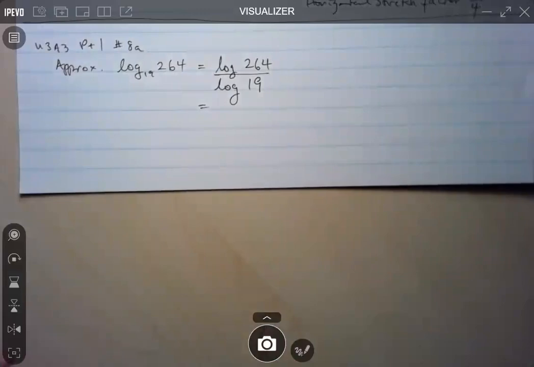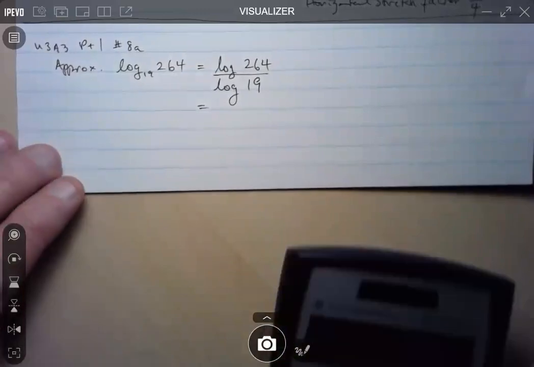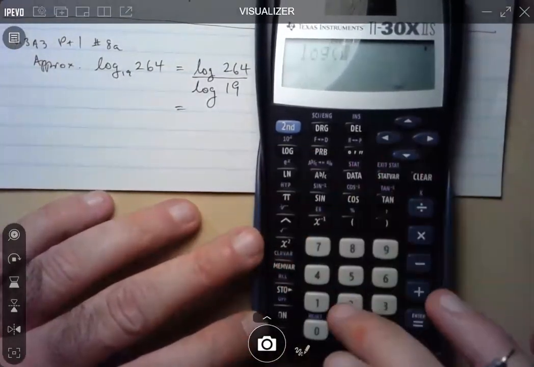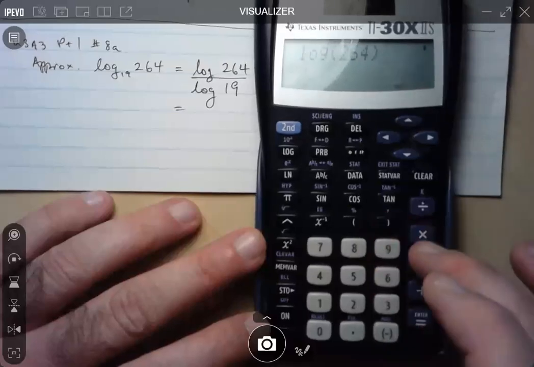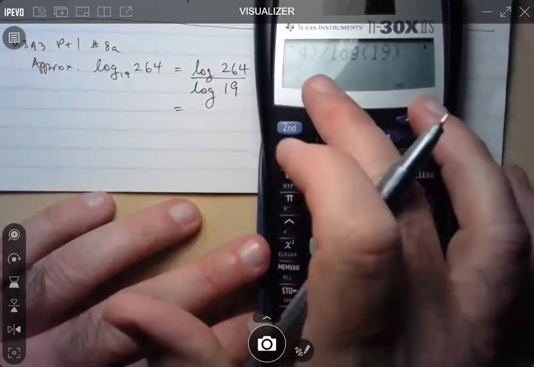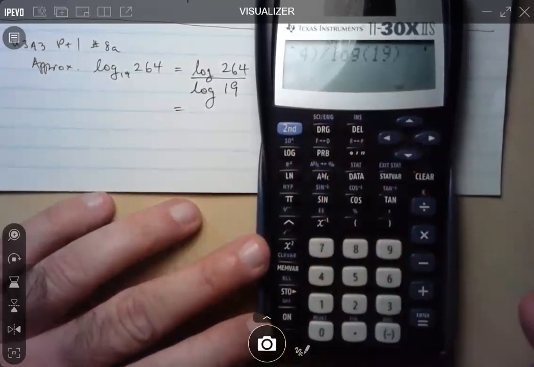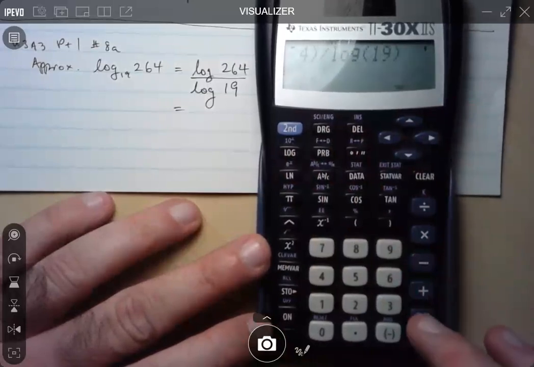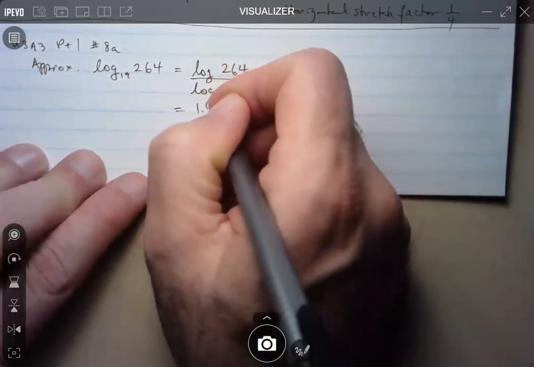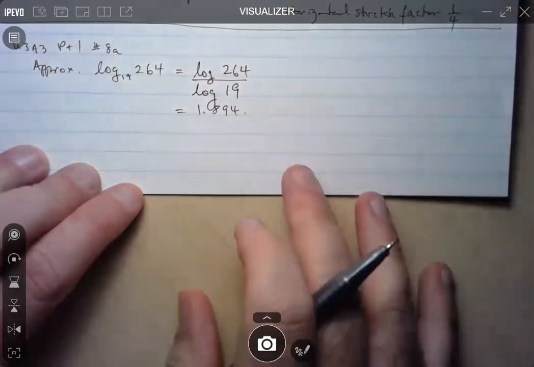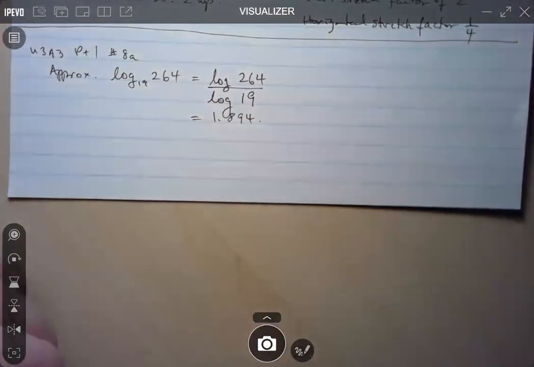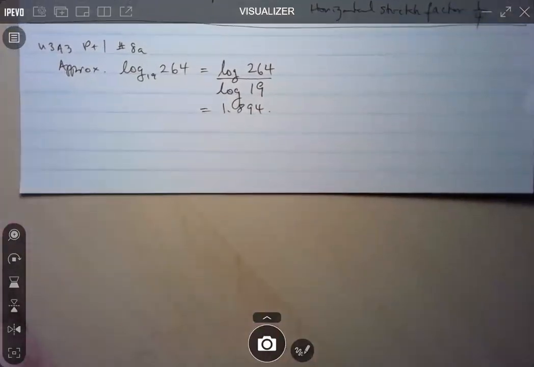And so now I just take my calculator and I can find that. So it's log of 264 divided by log of 19. Okay, notice my calculator opens up the brackets automatically. If yours doesn't, you might want to add that in. And here it looks like we have 1.894. Okay, so this here, nothing more than that. It's just about using that change of base formula, changing things into base 10.